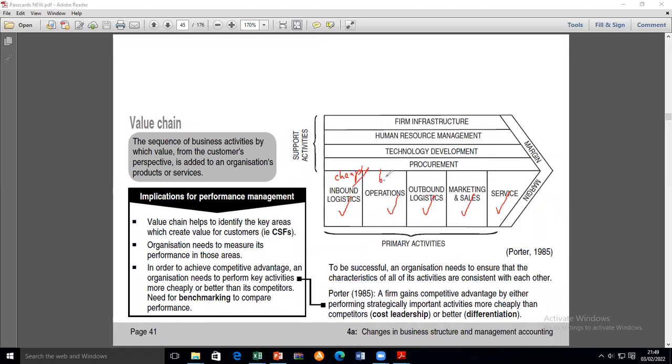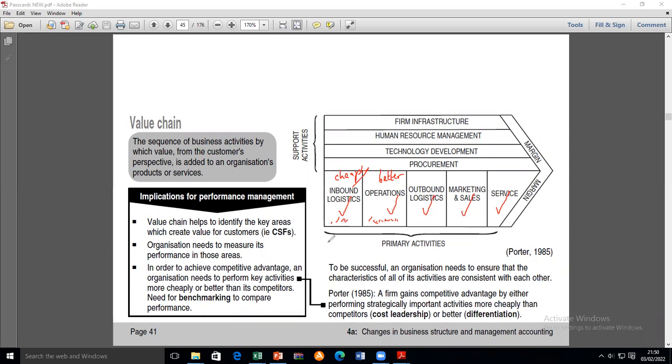Or if we can perform them better in a much smarter way, then this can put you ahead of the competitor. So you keep on monitoring this through benchmarking. Keep on benchmarking yourselves in these areas and try to see how others are performing. To be successful, an organization needs to ensure that the characteristics of all its activities are consistent with each other. A firm gains competitive advantage by either performing strategically important activities more cheaply than competitors, as cost leadership, or better, differentiation. So this will help us now to bring in strategies.